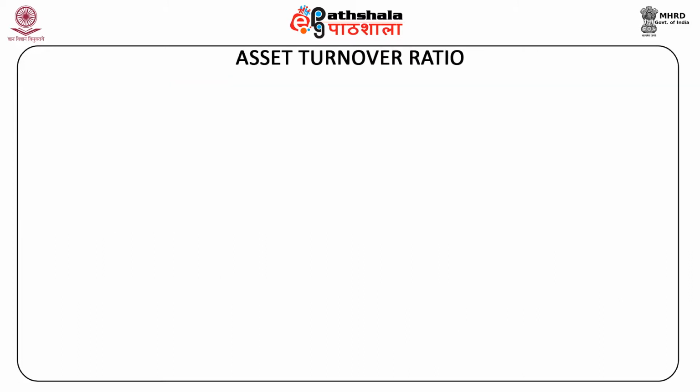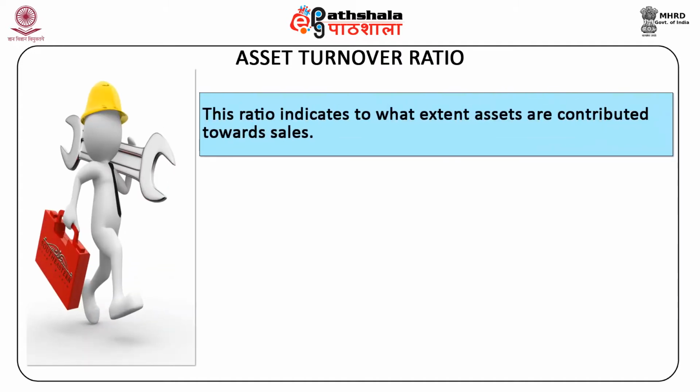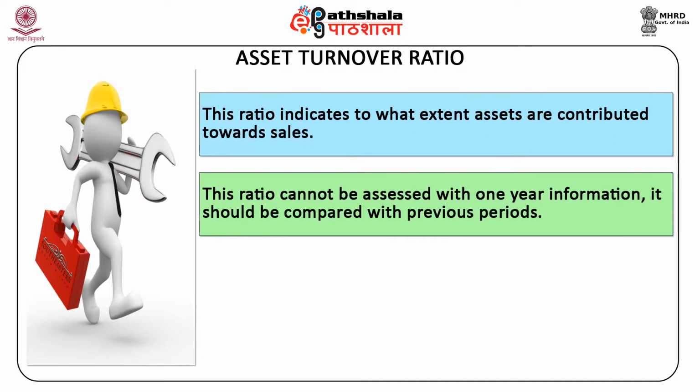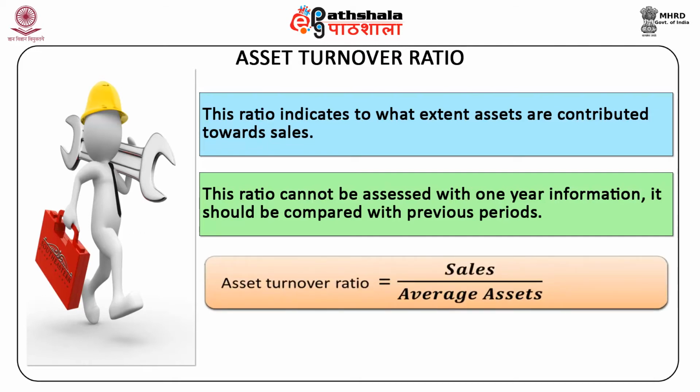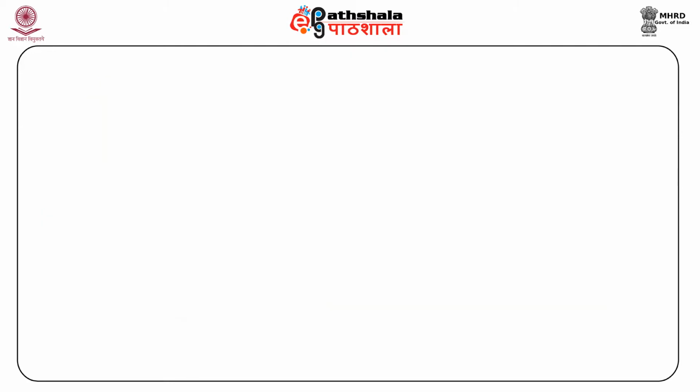Asset turnover ratio. This ratio indicates to what extent assets are contributing towards sales. This ratio cannot be assessed with 1 year information. It should be compared with previous periods. It is given by the following formula. Asset turnover ratio is equal to sales divided by average assets.